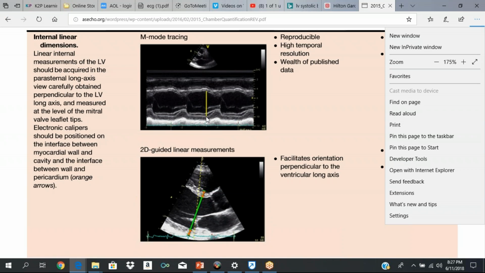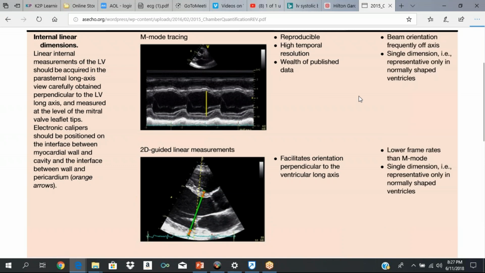And it usually corresponds to the onset of the QRS. So your EKG should always be someplace close by. So your ECG is below. And the largest dimension usually is at the onset of the QRS. That's what we identify as diastole. So you can see you measure from one of the widest areas to the widest area.